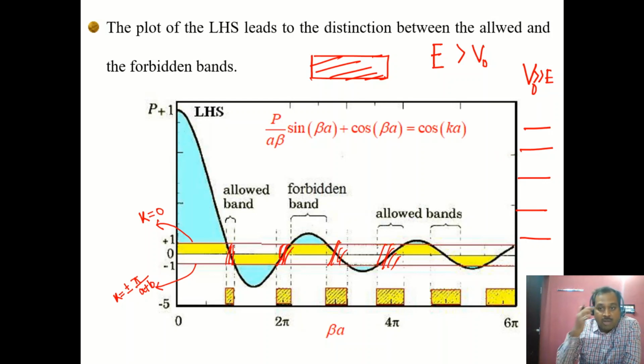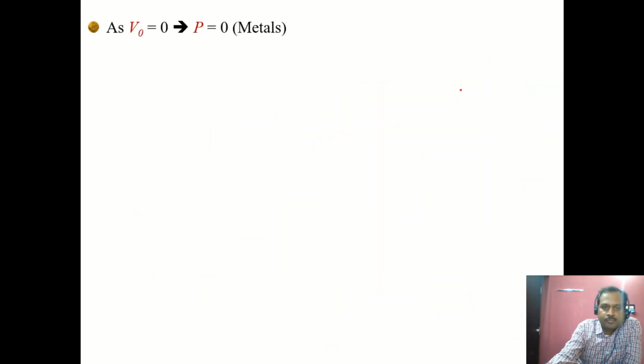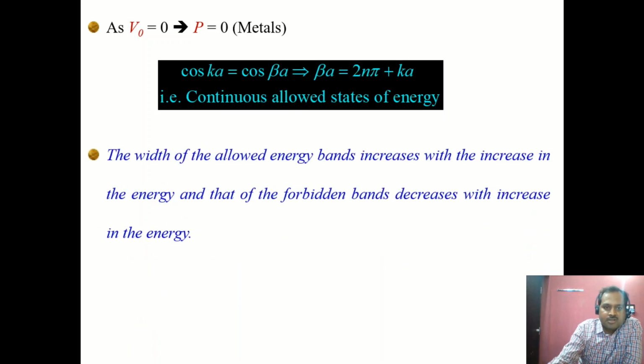So we can take two extreme examples. In one case, it is the behavior of the metals, where it is a continuum of the allowed energy levels. In the other case, we have the discrete allowed energy levels where the potential is very large compared to the energy of the electron. This is what has been discussed here.